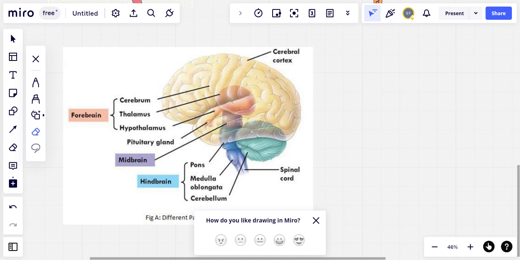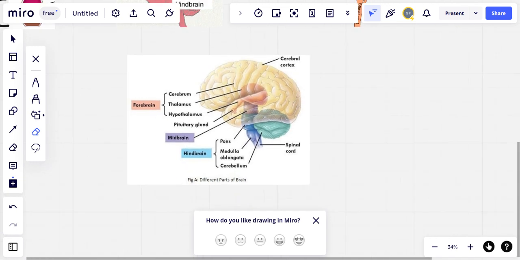Limbic system has three main parts. One is hypothalamus, then you have amygdala, and then you have hippocampus. Then you have midbrain, and then you have hindbrain. Hindbrain has on the top pons, and then below that it has medulla oblongata, and towards the right it has cerebellum. And what makes brainstem is your midbrain, your pons, and your medulla oblongata. You don't include cerebellum in your brainstem. Fine.